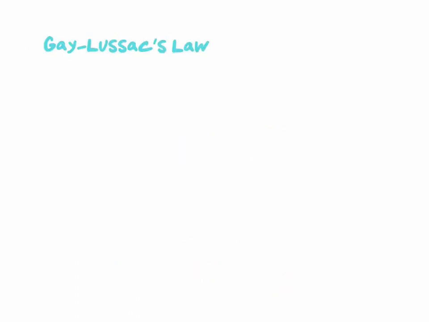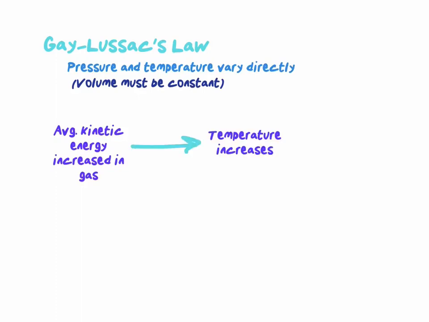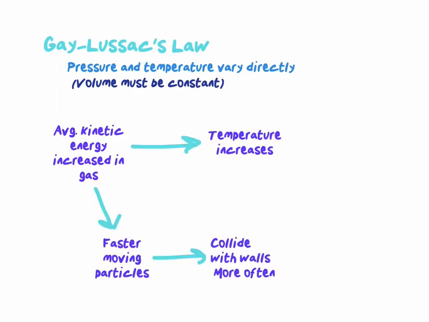Finally, we look at Gay-Lussac's law. Now, Gay-Lussac's law states that the pressure of a given amount of gas varies directly with the temperature of the gas, but this only occurs when the volume is kept constant. Now, I think this makes a lot of sense from what we've talked about with the ideal gas theory so far, that when I increase the average kinetic energy of the particles of the gas by adding heat to the system, the temperature increases, and if those particles are moving faster, they'll collide with the walls of the container more often, thereby increasing the pressure as well.